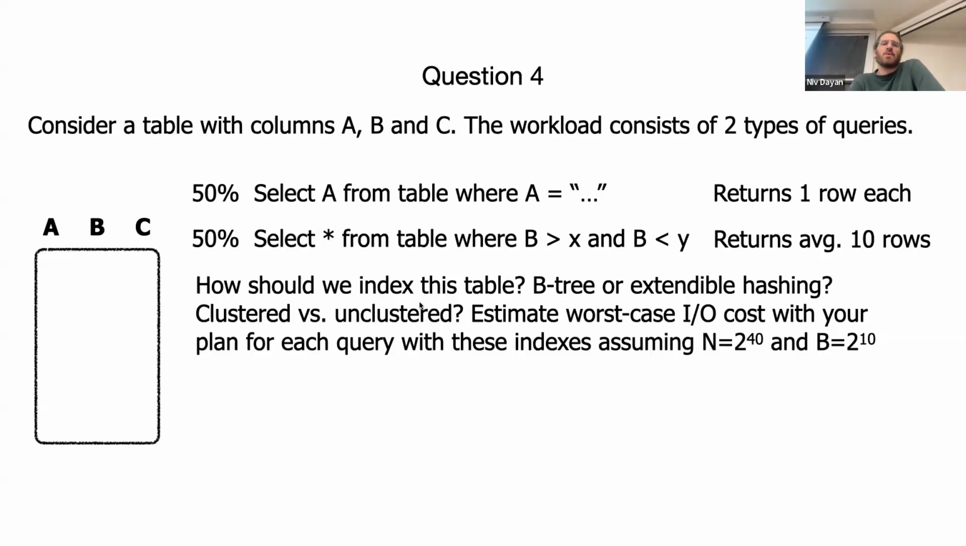Okay, so now how should we index this table? Should we use B trees? Should we use extendable hashing? Should whatever indexes we use be clustered or unclustered? Do we want 1 index, multiple indexes? So how would you tune the indexes for this table? Think about it, discuss with your neighbor.